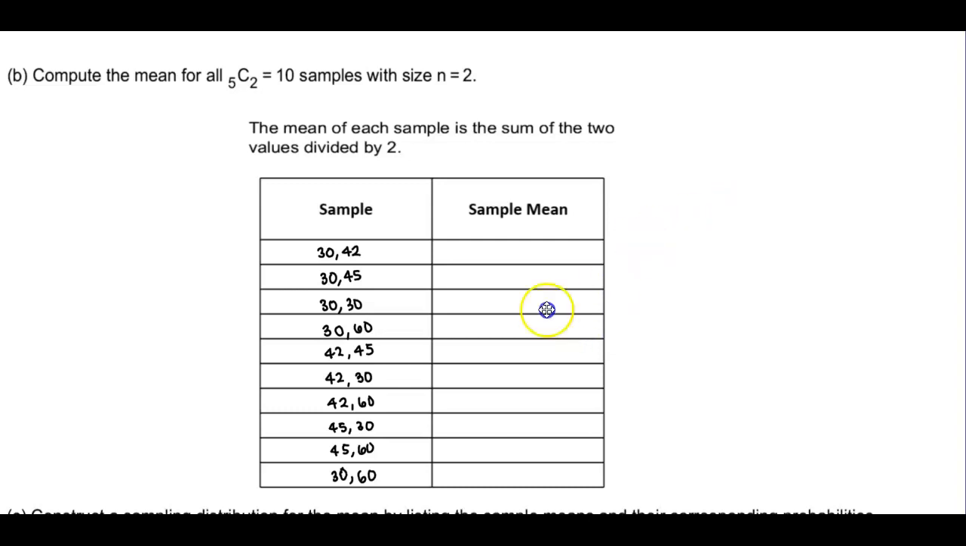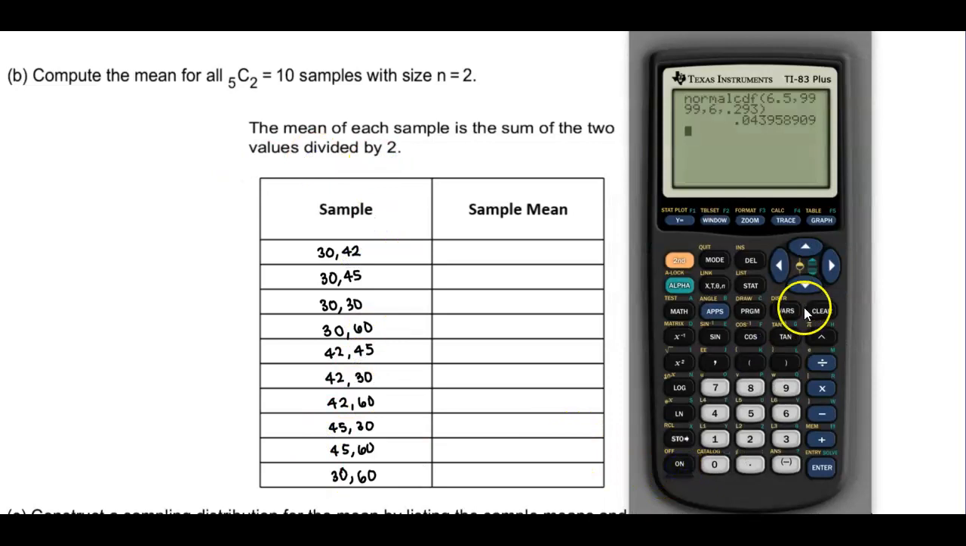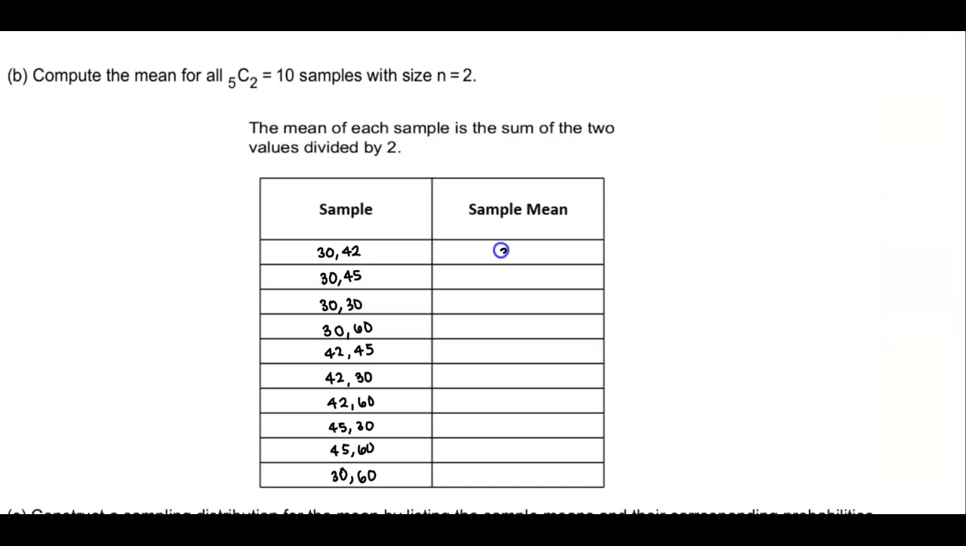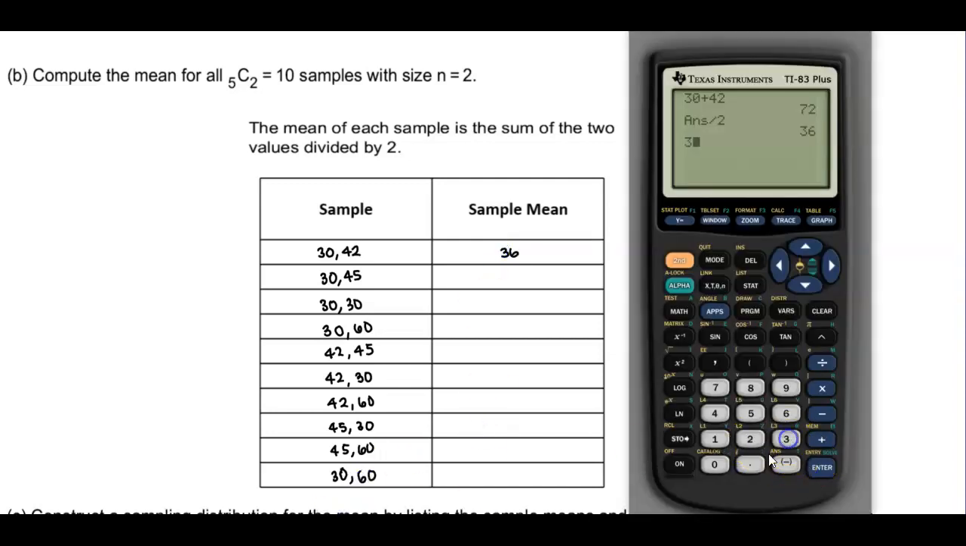Now we take the mean of each sample, which is the sum of the two values divided by 2. I'm going to show you how to do the first one, and we can do this for the rest. You take 30 and add 42 and divide that by 2, and that gives us 36. Likewise, if we take 30 and add 45 and divide that by 2, that gives us 37.5.